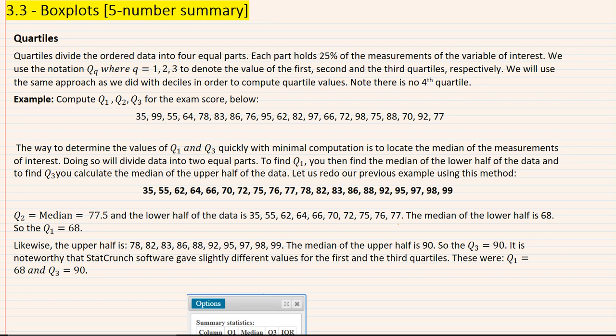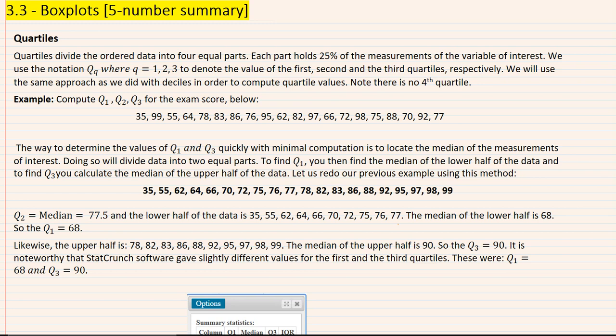Hello everyone, we are in section 3.3 and in section 3.3 we're going to talk about box plots. They're also known as the 5-number summary. The objective of the box plot is to show the distribution of our data. Okay, so this is where ultimately we would like to go with this. We want to see the distribution of our data.